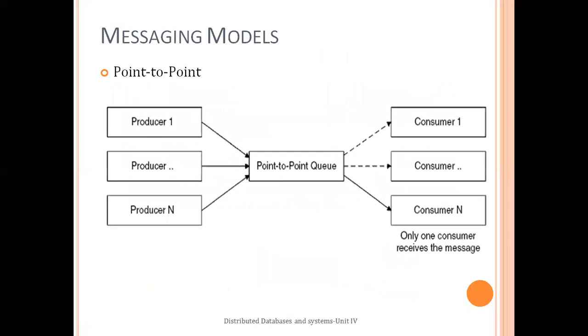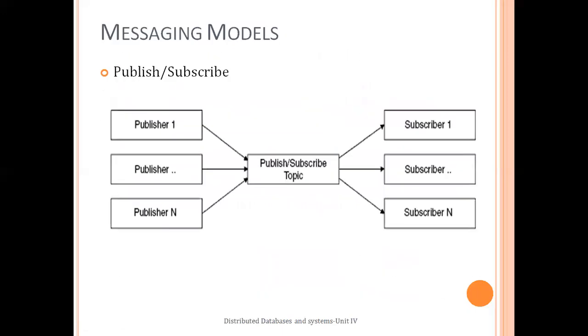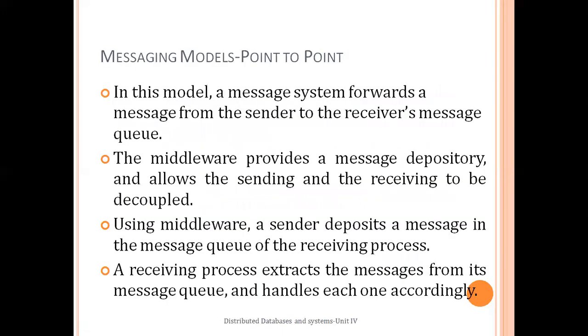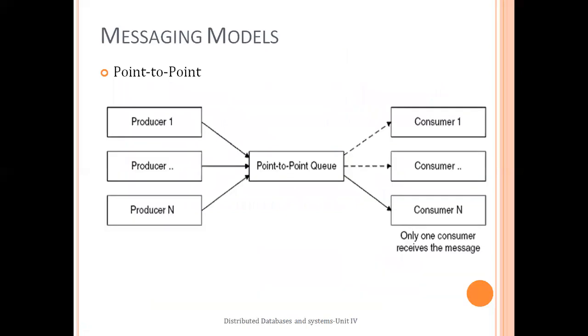This messaging model is categorized into two models. One is point to point, one is publish and subscribe. In the point-to-point model, there will be one sender for each receiver. One sender will send a message to the message system, which is also called a queue. This queue will deliver the message to the receiver, and the receiver will read the data. Again, if a second sender wants to send, it will send a message to the second receiver.